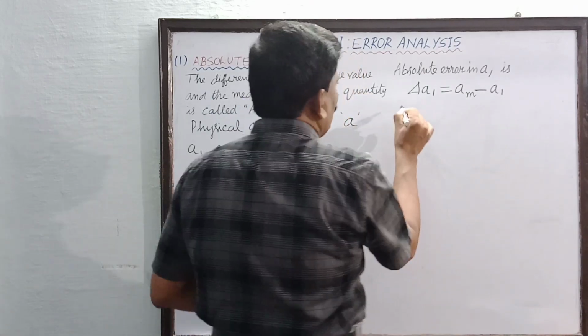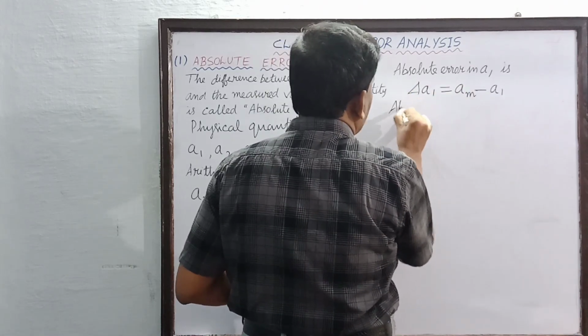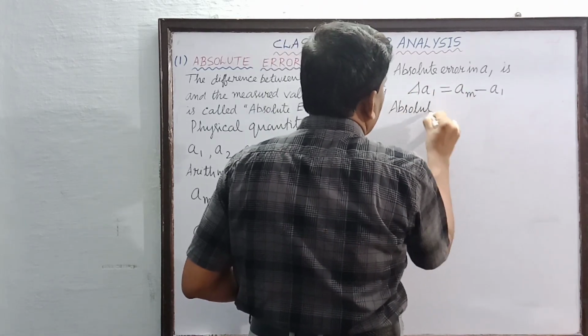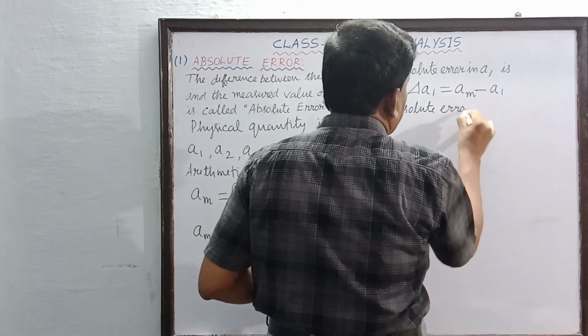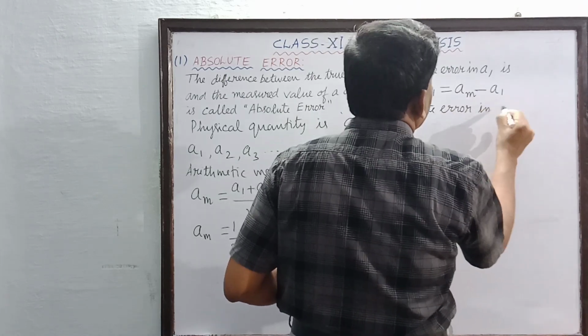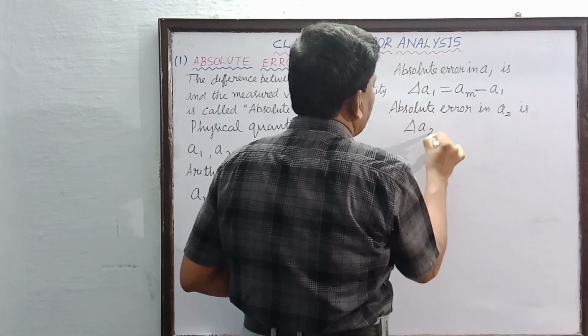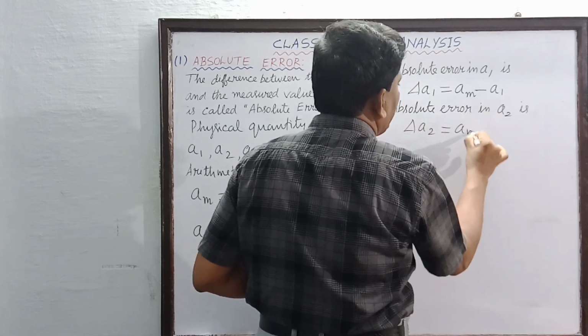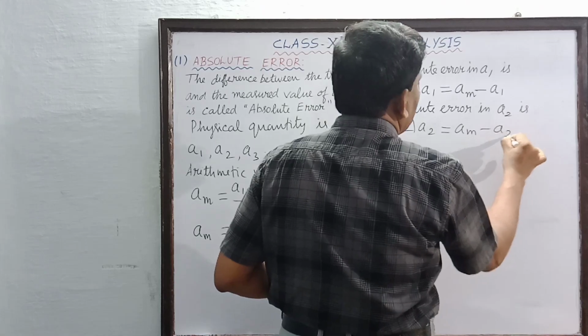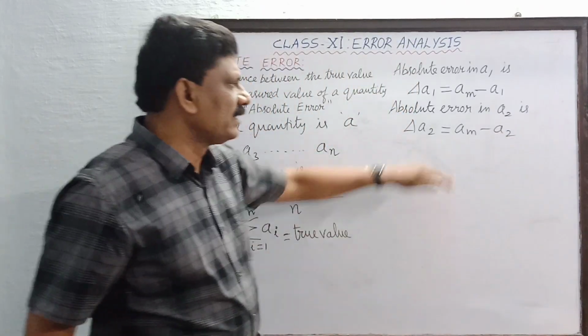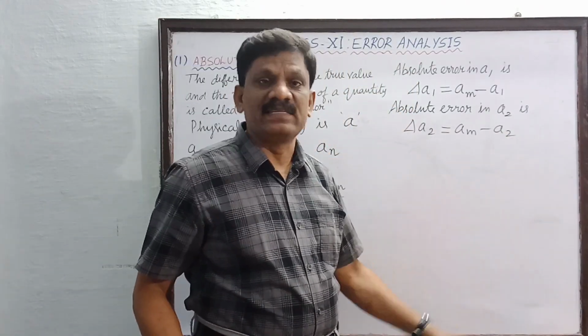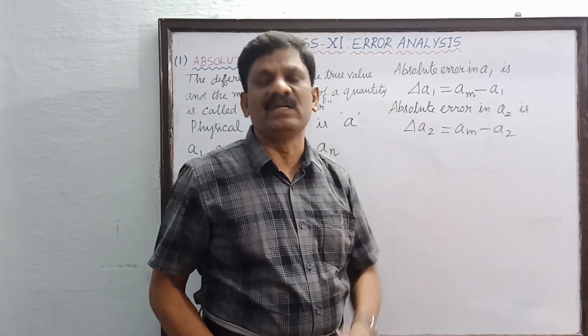Like that, now what is the absolute error in the second measurement? So in A2, that is denoted by delta A2, that is equal to AM minus A2. Like that, third term, fourth term, fifth term, sixth, like that, so many terms. n number of terms are there.